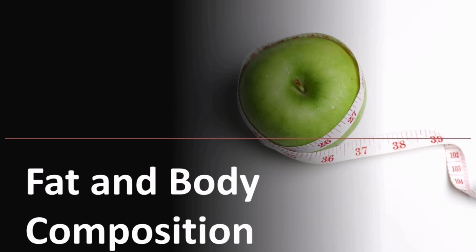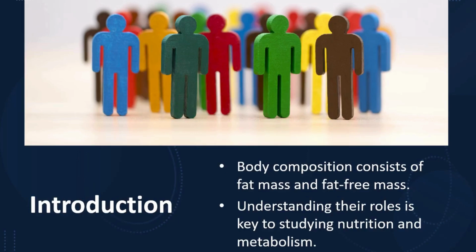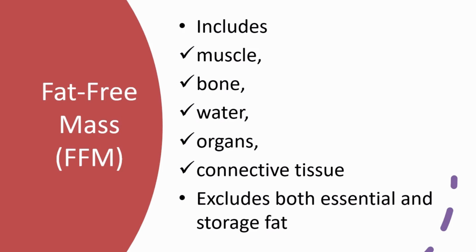In today's lecture, we will study body composition, energy balance, and metabolism, with focus on how fat, fat-free mass, and energy use relate to body regulations. The body is made up of fat mass or adipose tissues and fat-free mass, which generally refers to all components of the body except fat. This generally includes muscle, bone, water, organs, and connective tissues, and excludes both essential as well as storage fat.